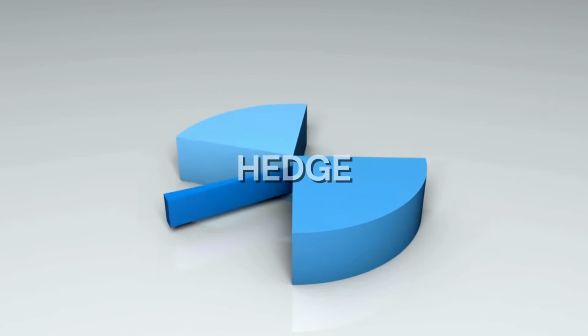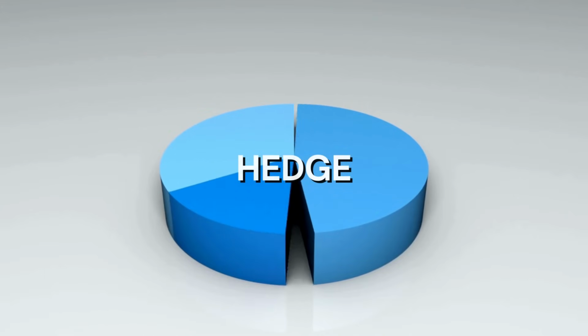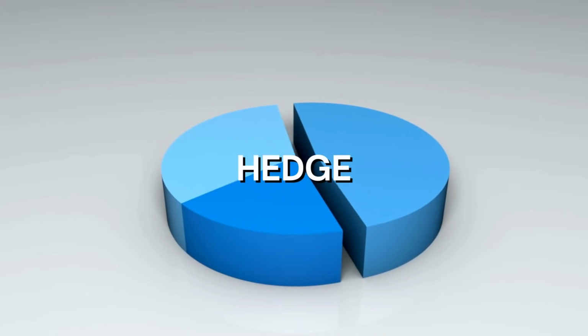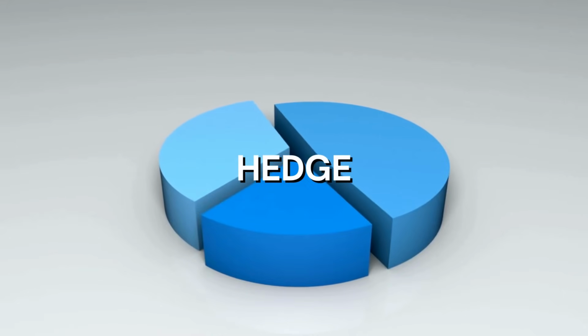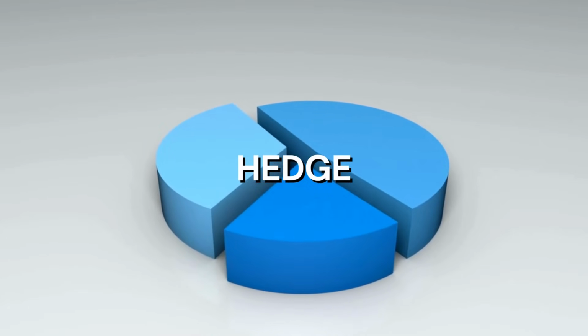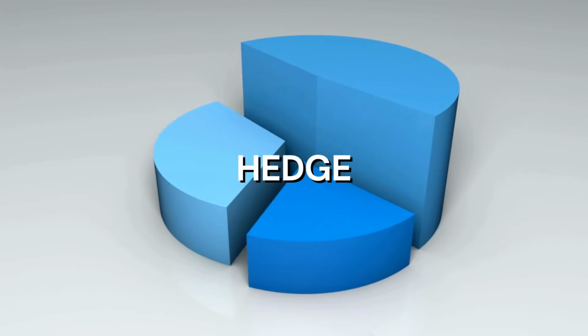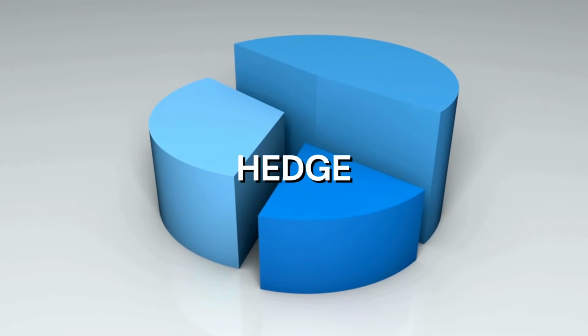Hedge. In investing, a hedge is a strategy used to offset potential losses or gains in one position by taking an opposite position. An investor might short sell a sector they expect to decline as a hedge against their long positions in the same sector.